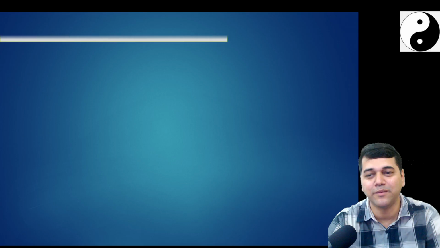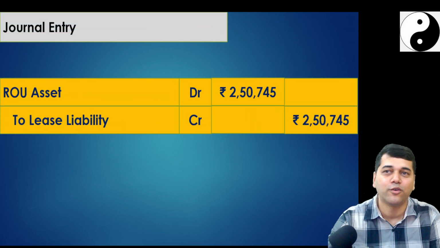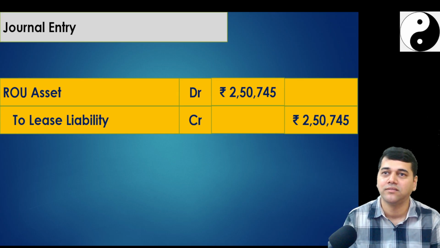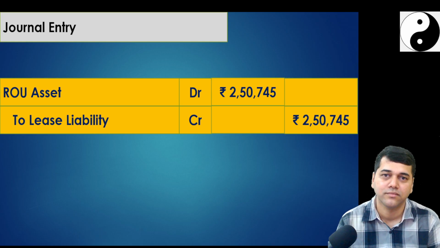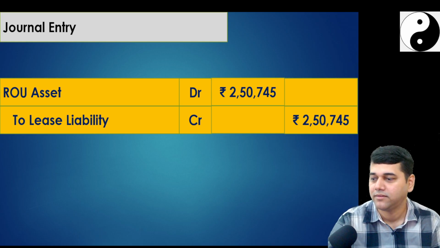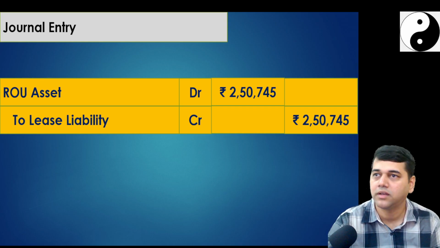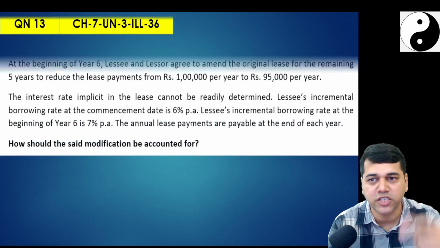Yes, my journal entry comes now. ROU asset account debit to your lease liability. Done, finish. Clear? Yes, so we'll move on to the next question.